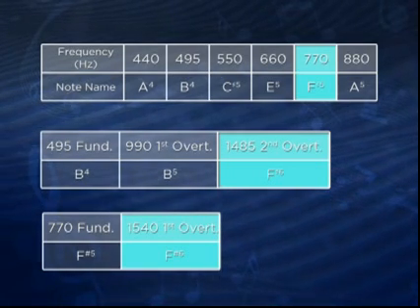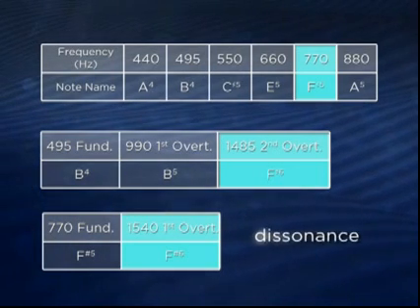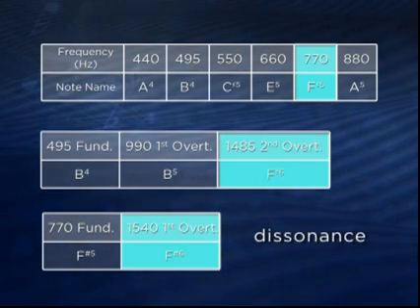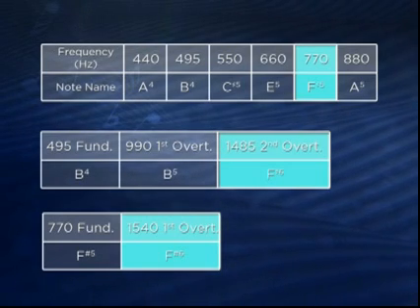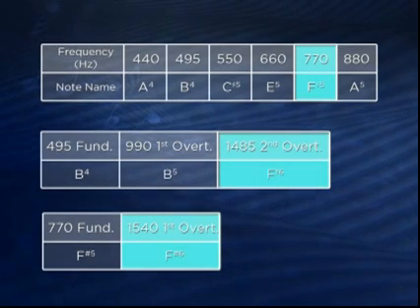We're going to talk about this later. They would produce what's called dissonance. We're going to talk about that in lecture 6. The overtones of the F sharp 6 should match up, but they don't.